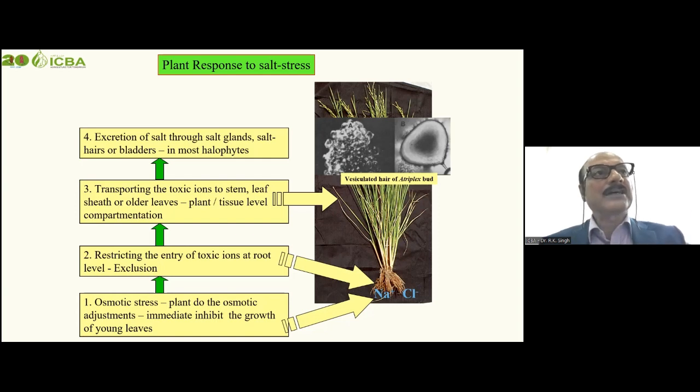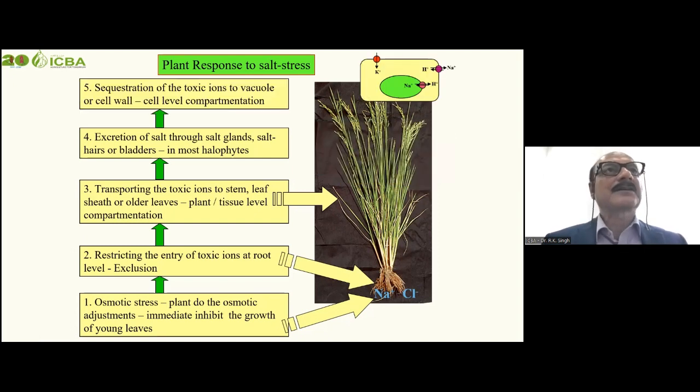Only in the halophytes are there salt glands, salt hairs and salt bladders, which can throw the salt out again, but it is not in the glycophyte. So the next mechanism is tissue tolerance, where the salt, once it goes in the cell, remains in the vacuole. It is partitioned in the vacuole, so it's like a cell-level partition. It's called tissue tolerance. Why am I telling this? Because this will be utilized in the next breeding program, which I'm going to explain.